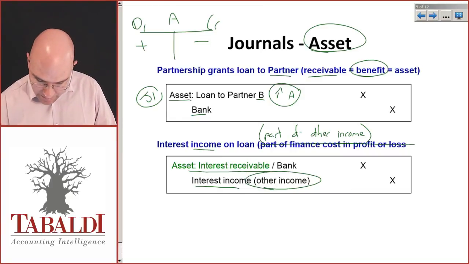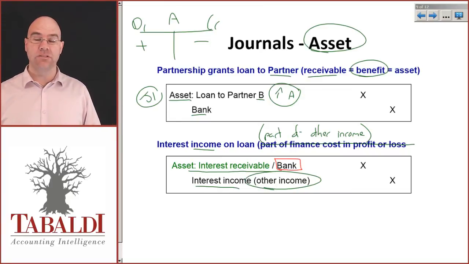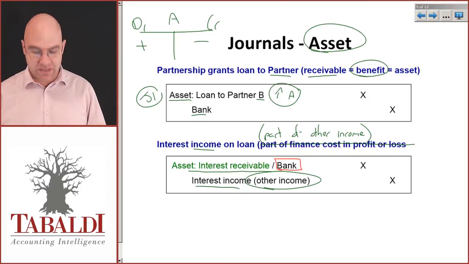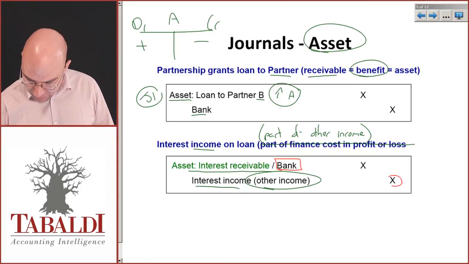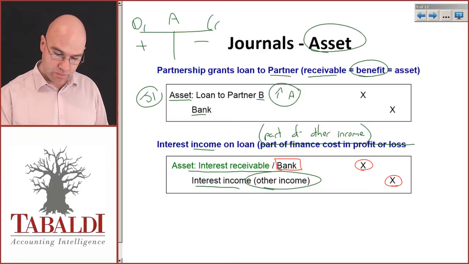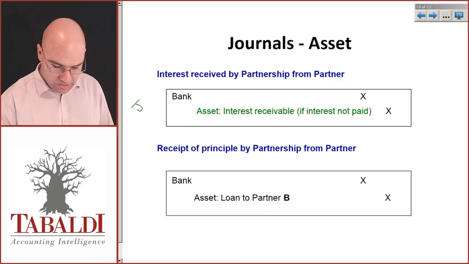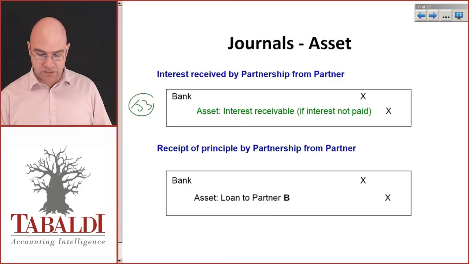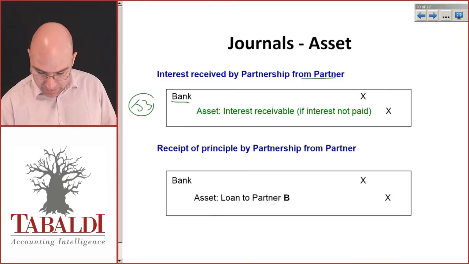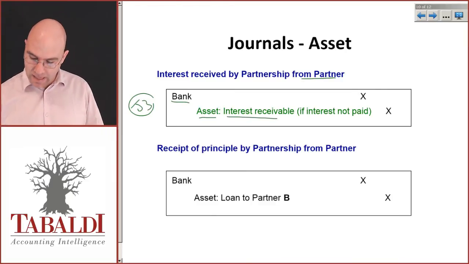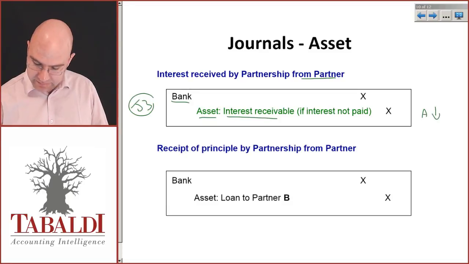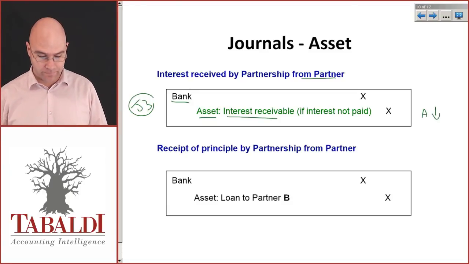Sometimes, yes, sometimes we may actually just pay this or receive this interest income straight away, then we'll debit bank. Let's assume that we accrue the interest income and then debit a receivable. Let's call that journal 2. Okay, then we actually receive the interest from the partner. We debit bank and we credit interest receivable, and what are we doing here? We decrease the asset by crediting it.